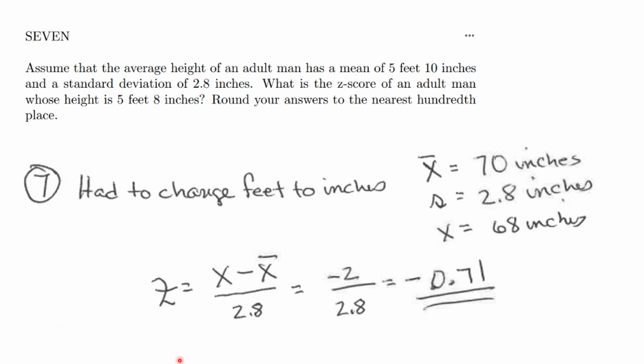Now the z-score formula, which you should commit to memory, is z is equal to x minus x bar all over s. And so that's x minus x bar, which is negative 2 over 2.8. And you get negative 0.71.